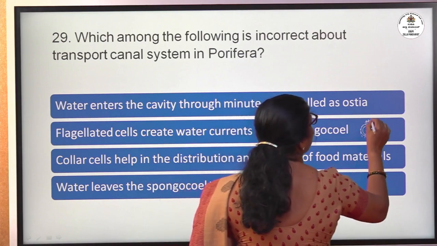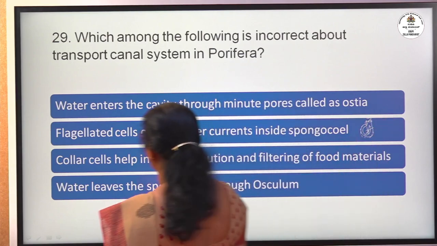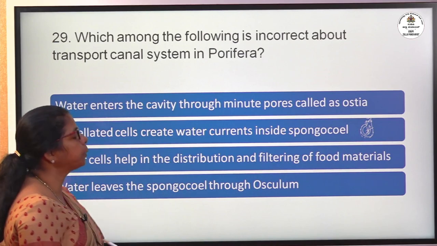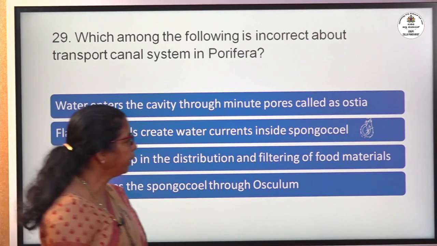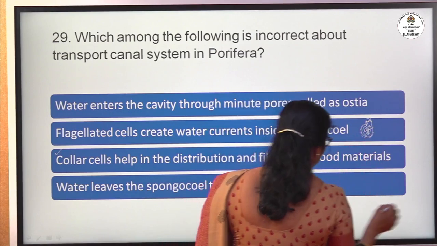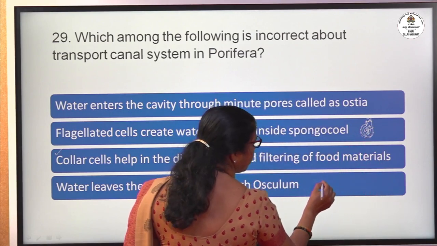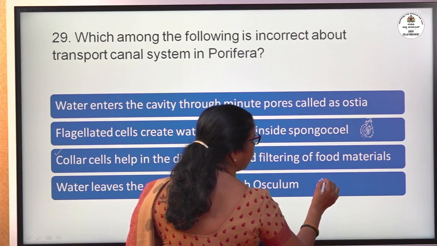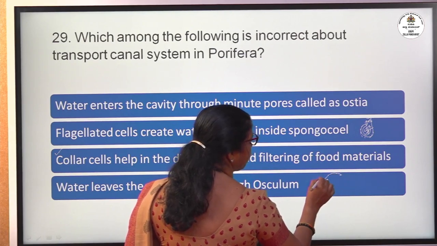So, the water goes out through this path. So, this is wrong. Collar cells help in distribution, no, it is not filtering. So, it will form one water current. Collar cells, that is, this type of cells.